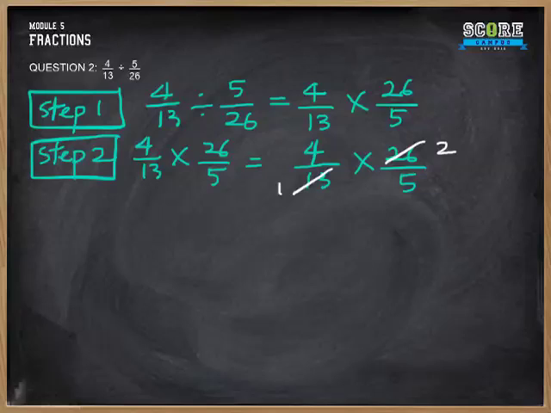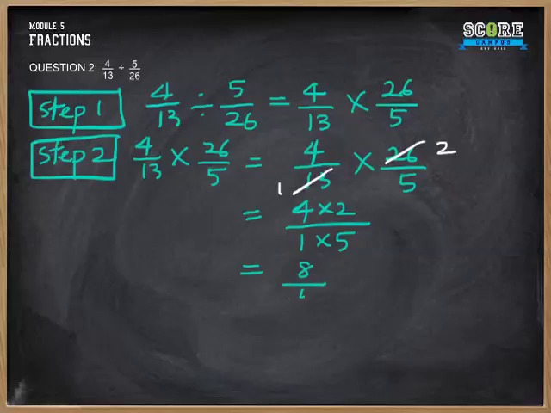4 and 5 you can't do much. Is there any kind of simplification you can do further? No. So let's do the math. 4 times 2 over 1 times 5. And your answer is 8 over 5.